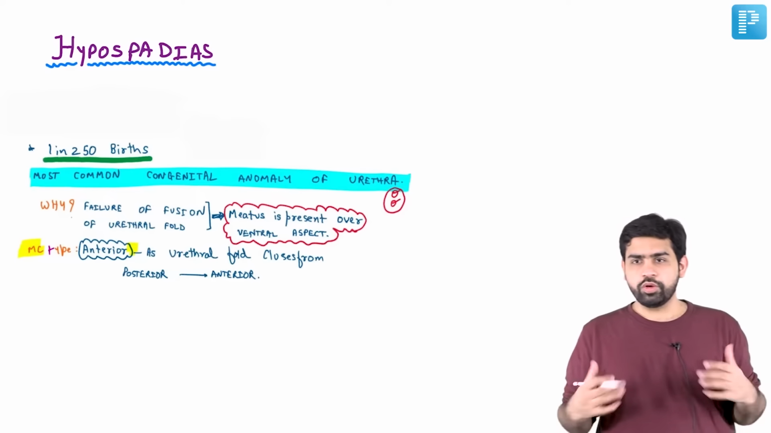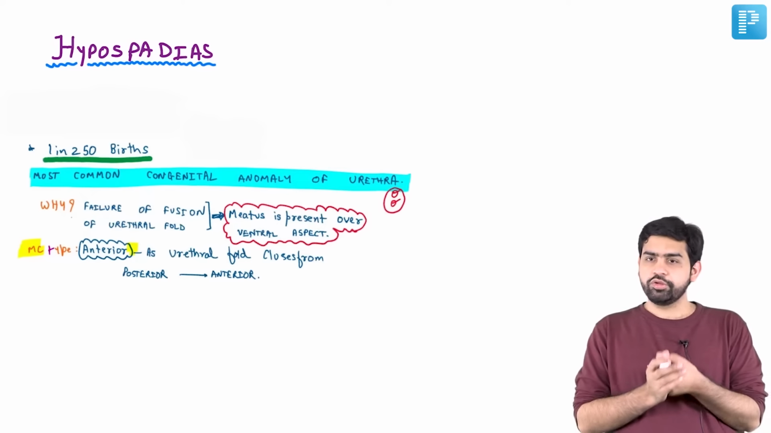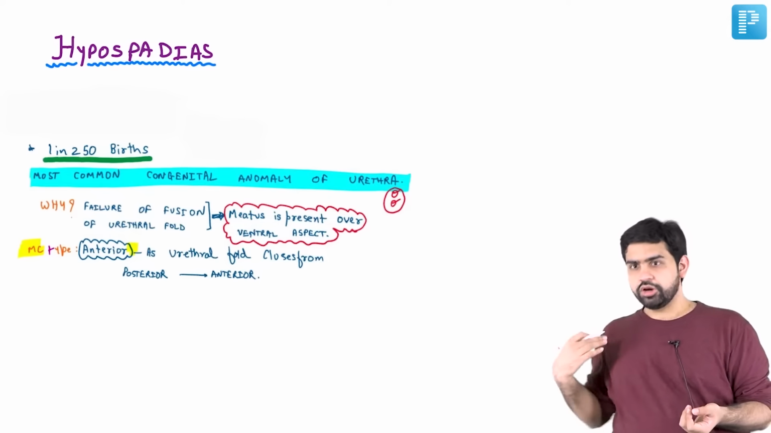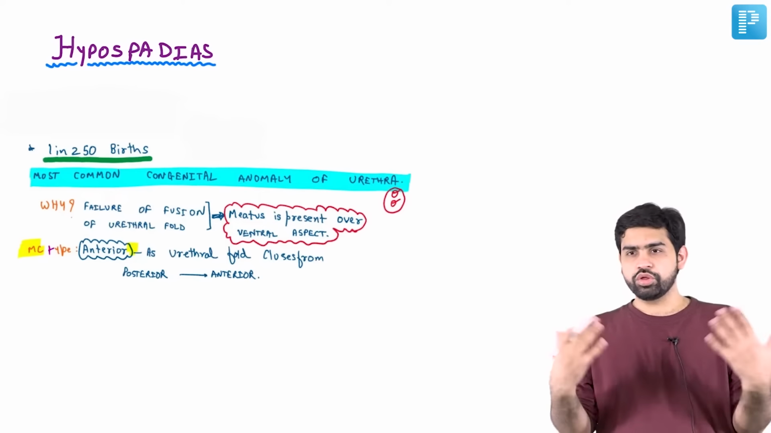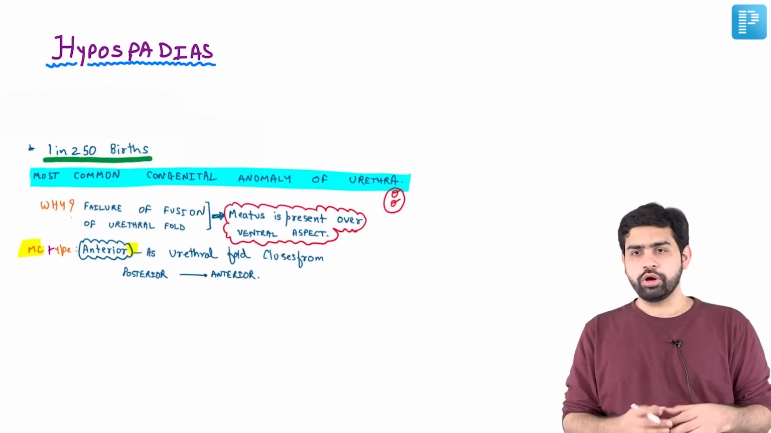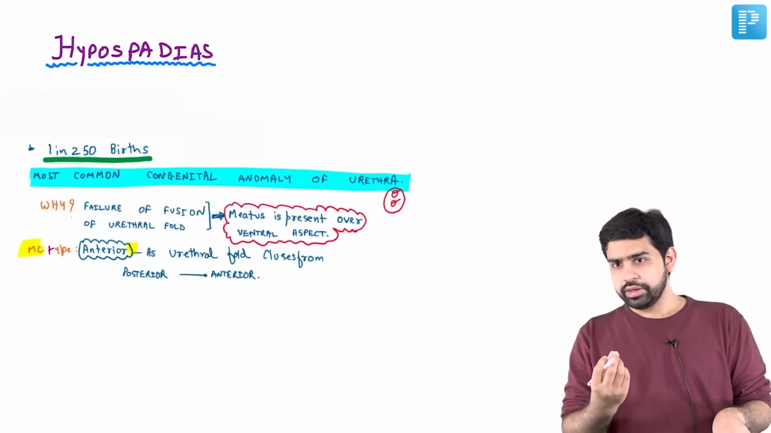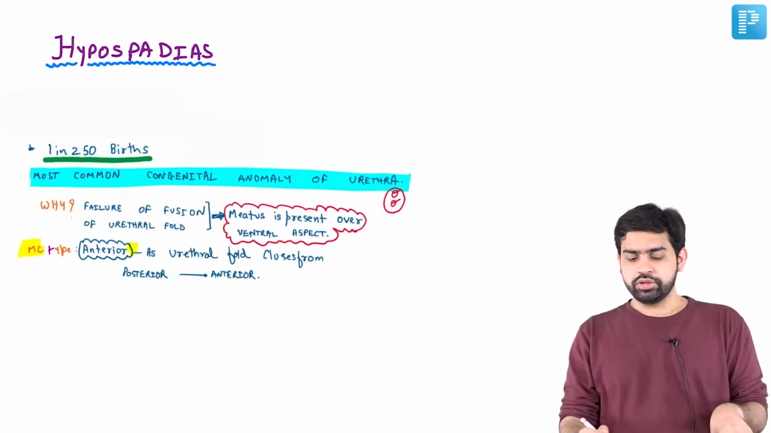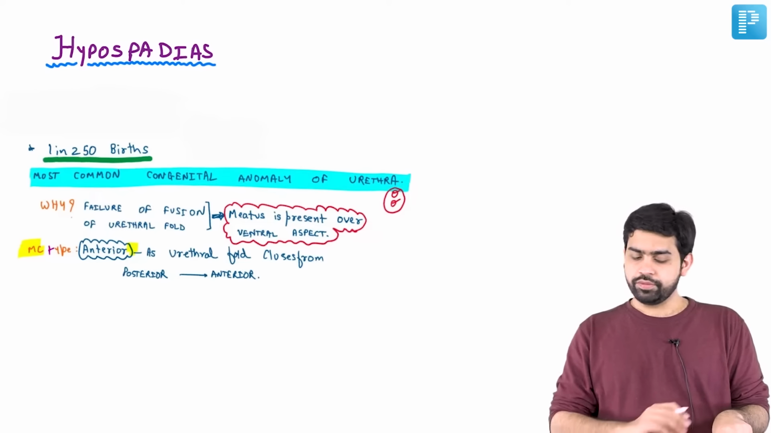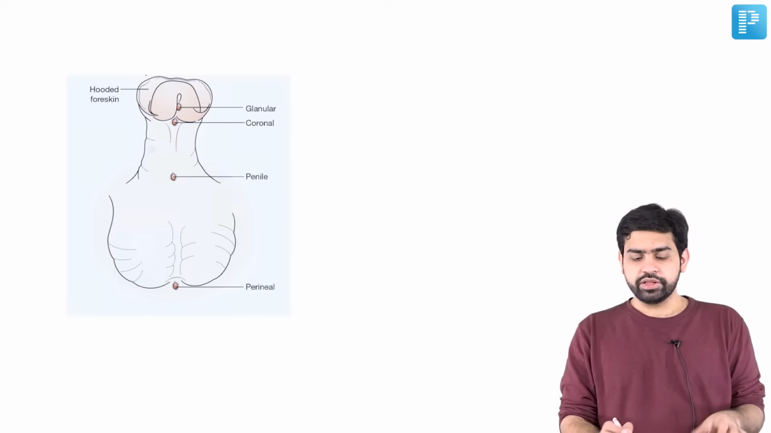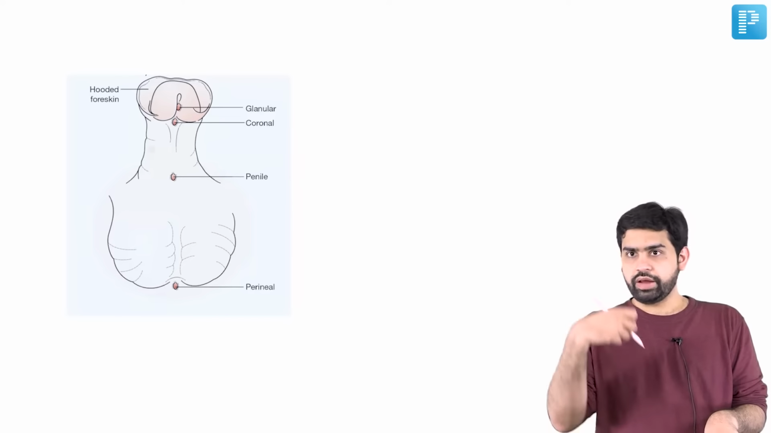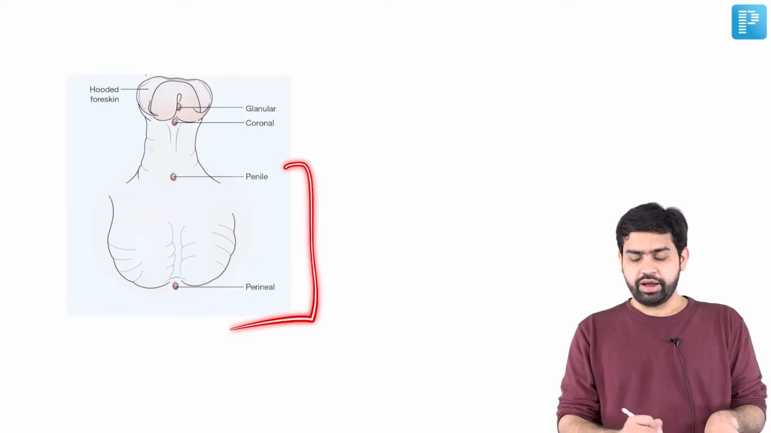So I hope you got the drill. What is happening over here? During the embryological period, there is a urethral fold which is fusing from the posterior to the anterior aspect. And if this particular fusion doesn't go through in totality, what is going to happen? The urethral opening is going to open on the ventral aspect. I hope you are able to understand this point. Then on the basis of this, we can have either an anterior hypospadias or a posterior hypospadias.